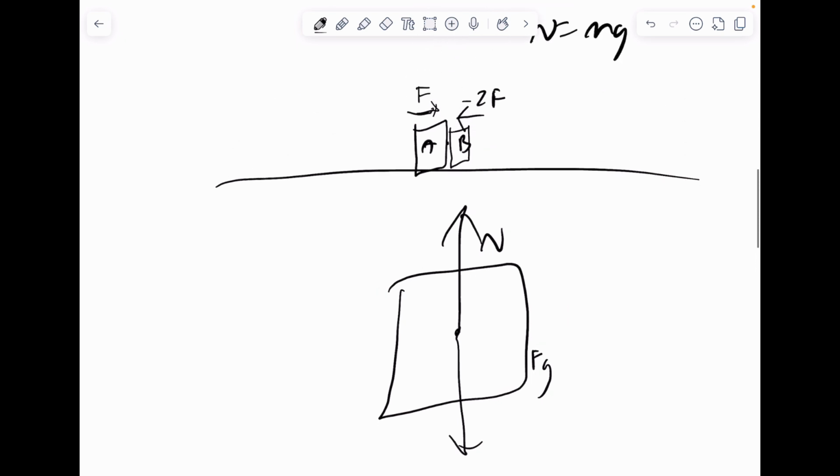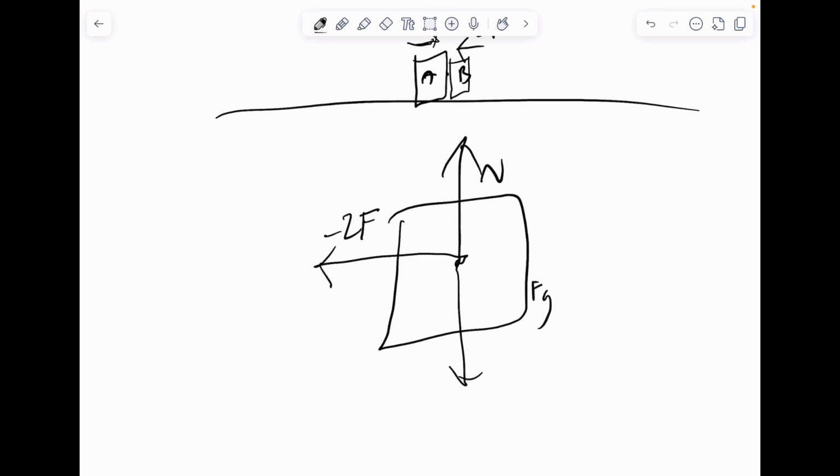And since, like I said earlier, in a free body diagram you only have to draw the forces that are acting on an object, not the forces that it exerts, then I'd be drawing a force of negative 2F this way. So this would be the free body diagram of A.